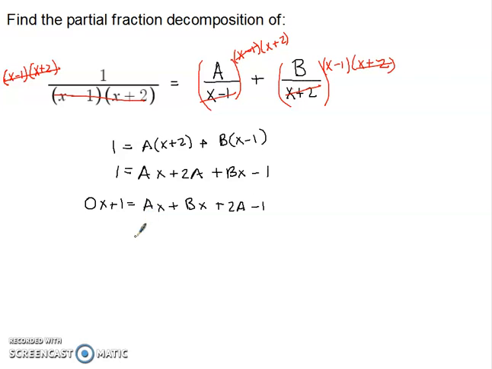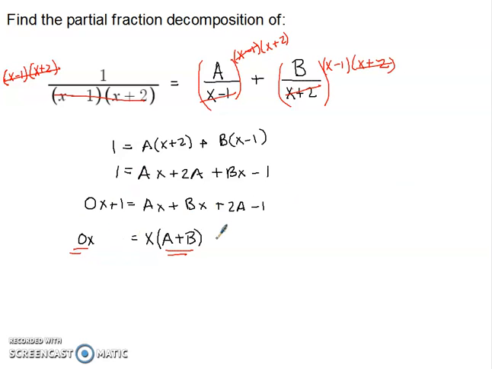What we are seeing here is that on the left-hand side, I have 0 x's, but I have a positive 1 as a constant. So on the right-hand side, I can factor that x out and be left with A plus B. But if that's supposed to be equal to the 0 x's we have on the left, then A plus B has to equal 0, because there are actually no x's in the expression on the left.